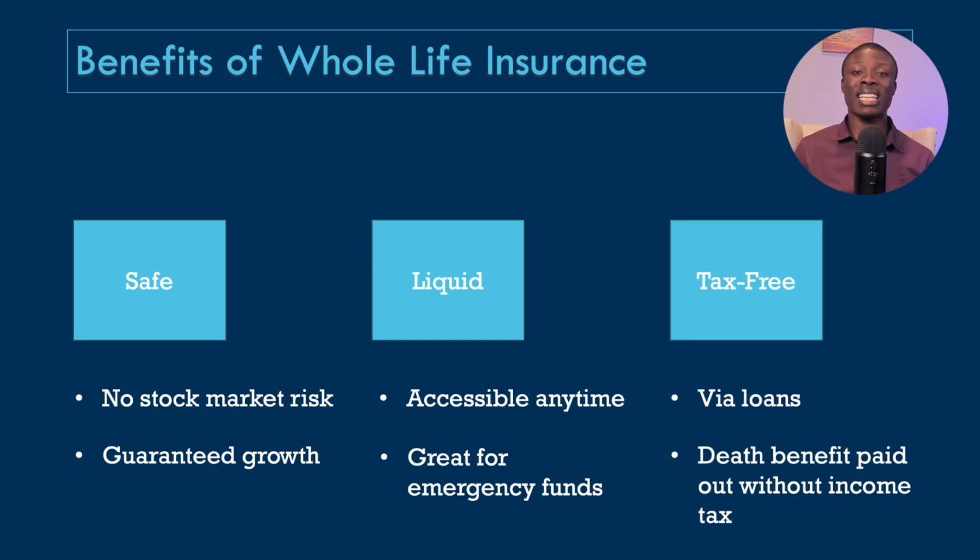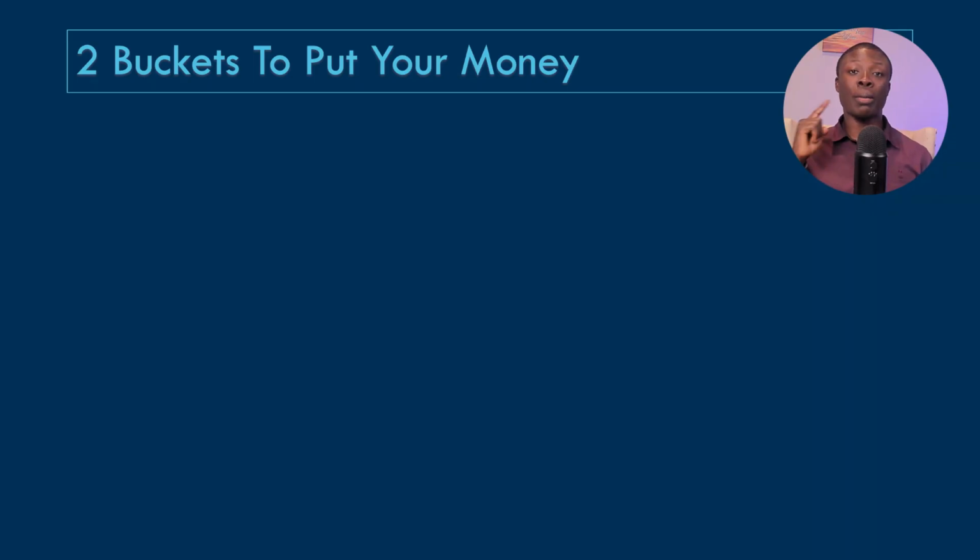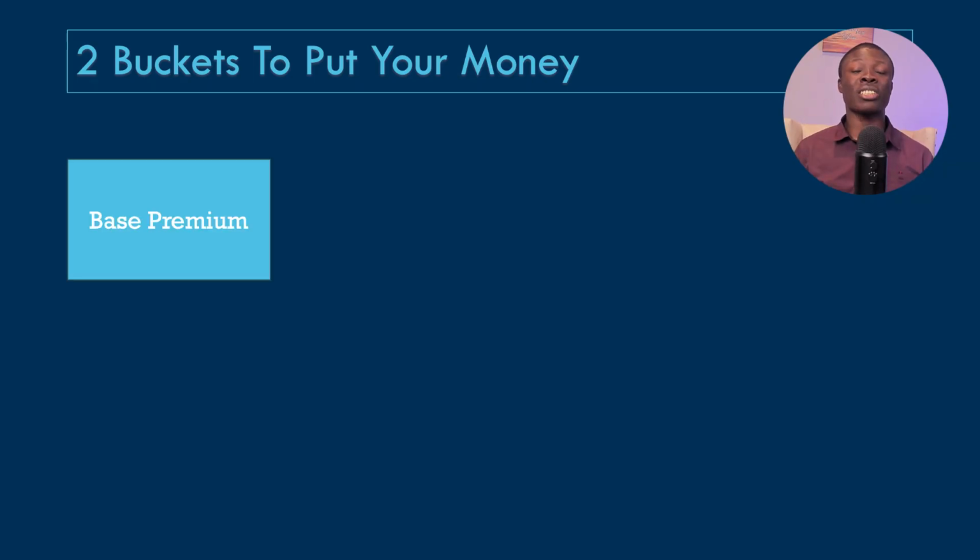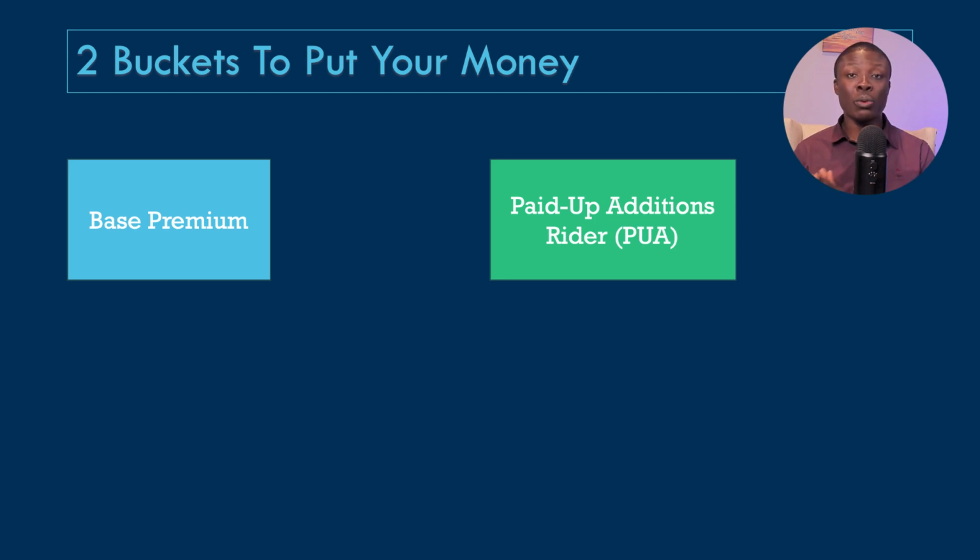And number three is tax-free. You can access the cash value tax-free through loans while you are still alive, and the death benefit will be paid out to your beneficiaries without any income tax. Now here's the cool part. When you pay money into your policy, you can decide where it goes. It can go towards the base premium or paid up additions rider, also known as PUA.